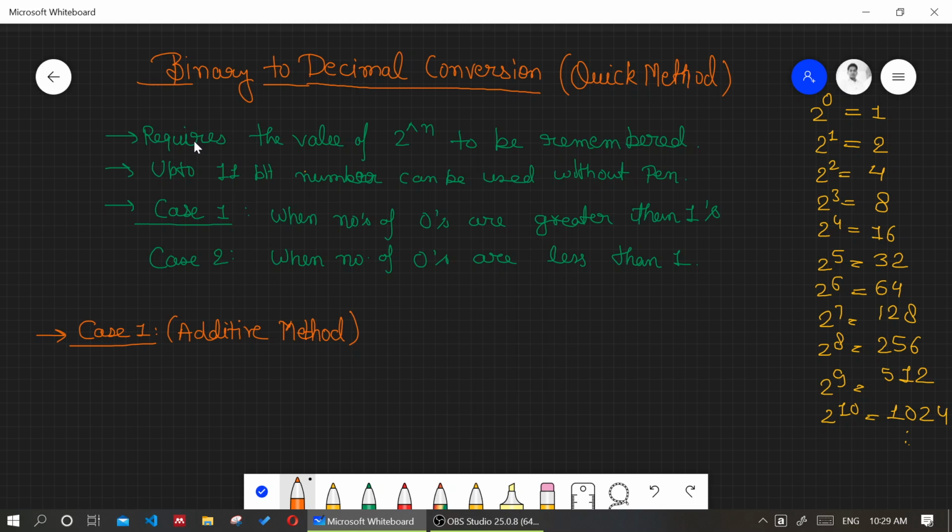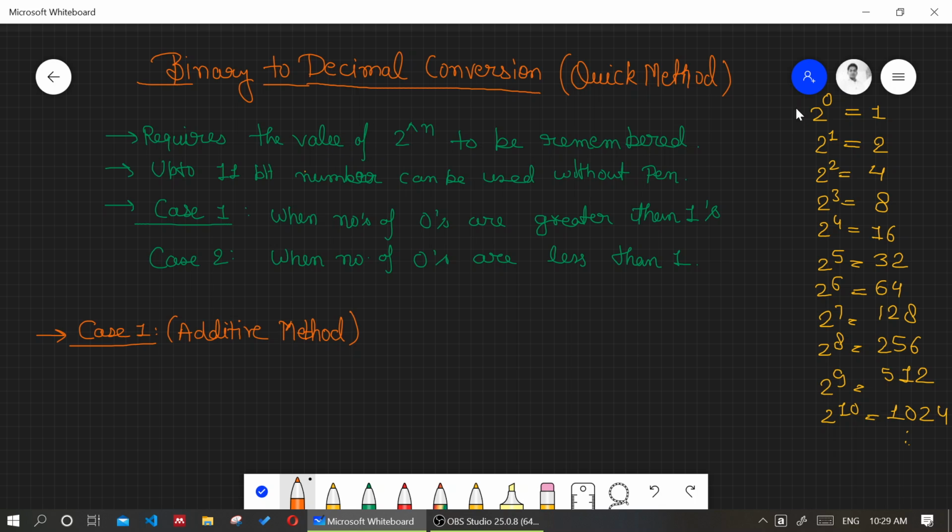Okay, so in this particular lecture, we are going to study binary to decimal conversion. But this is different from the traditional method. It will provide you a faster, or you can say a quicker, method to convert binary to decimal. This method requires a good memory.